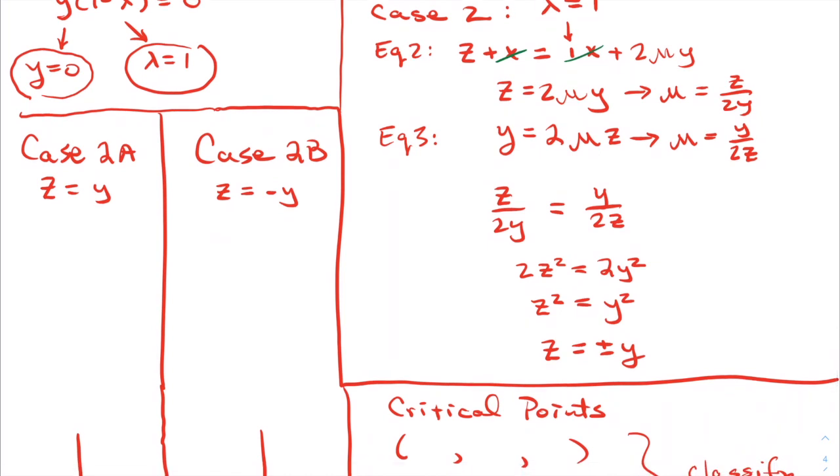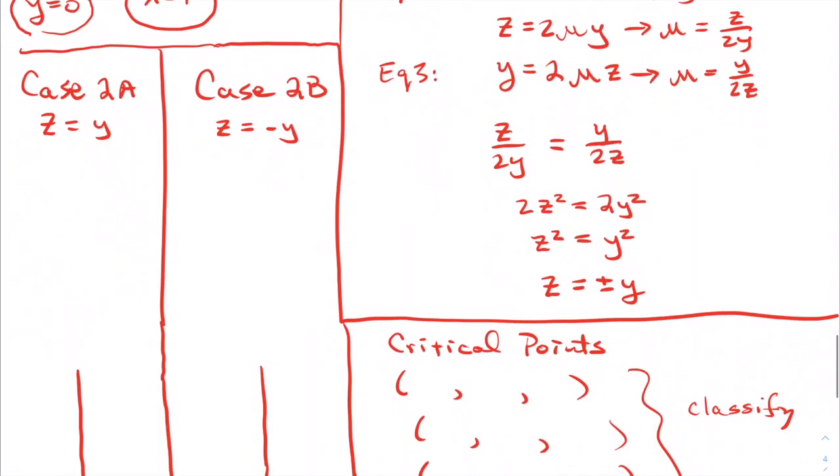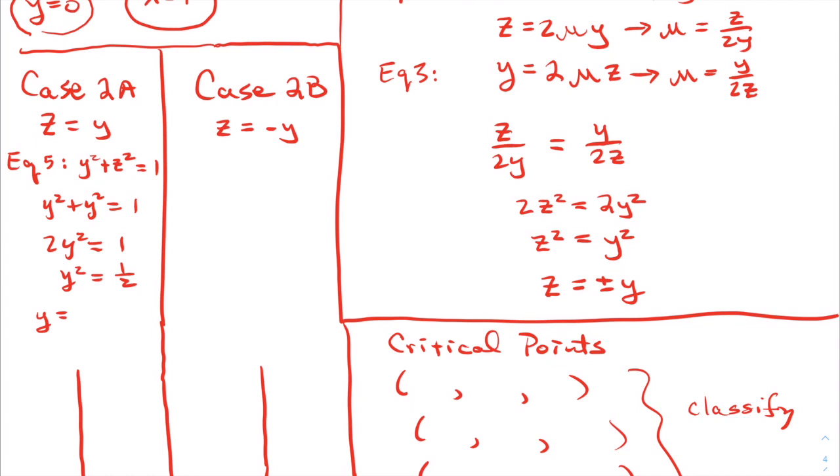Okay, so if z is y, then it's a good idea probably to bring in, finally, equation 5, which says that y squared plus z squared is 1. But z is y, so now we can just say y squared plus y squared is 1. So 2y squared is 1. Y squared is a half. So y is plus or minus the square root of a half, which is 1 over root 2.